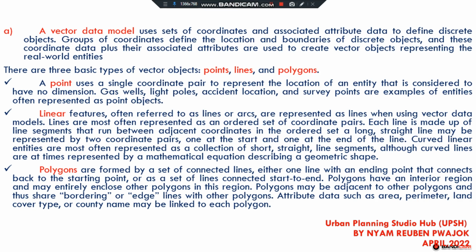Now, I want to quickly explain what a vector data model is. Now, a vector data model uses a set of coordinates and associated attribute data to define discrete objects. Now, the set of coordinates, we remember when we are doing our graph, we have the XY coordinate.